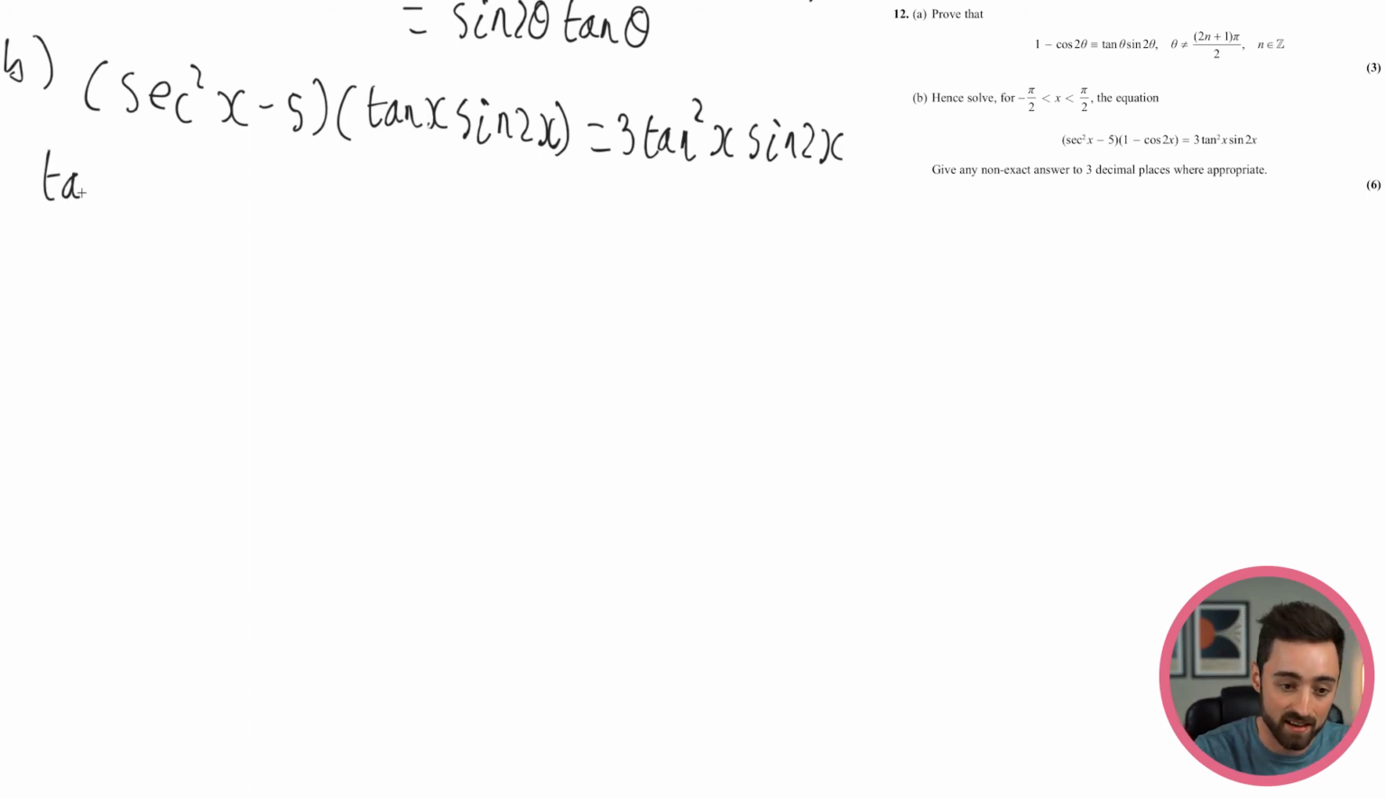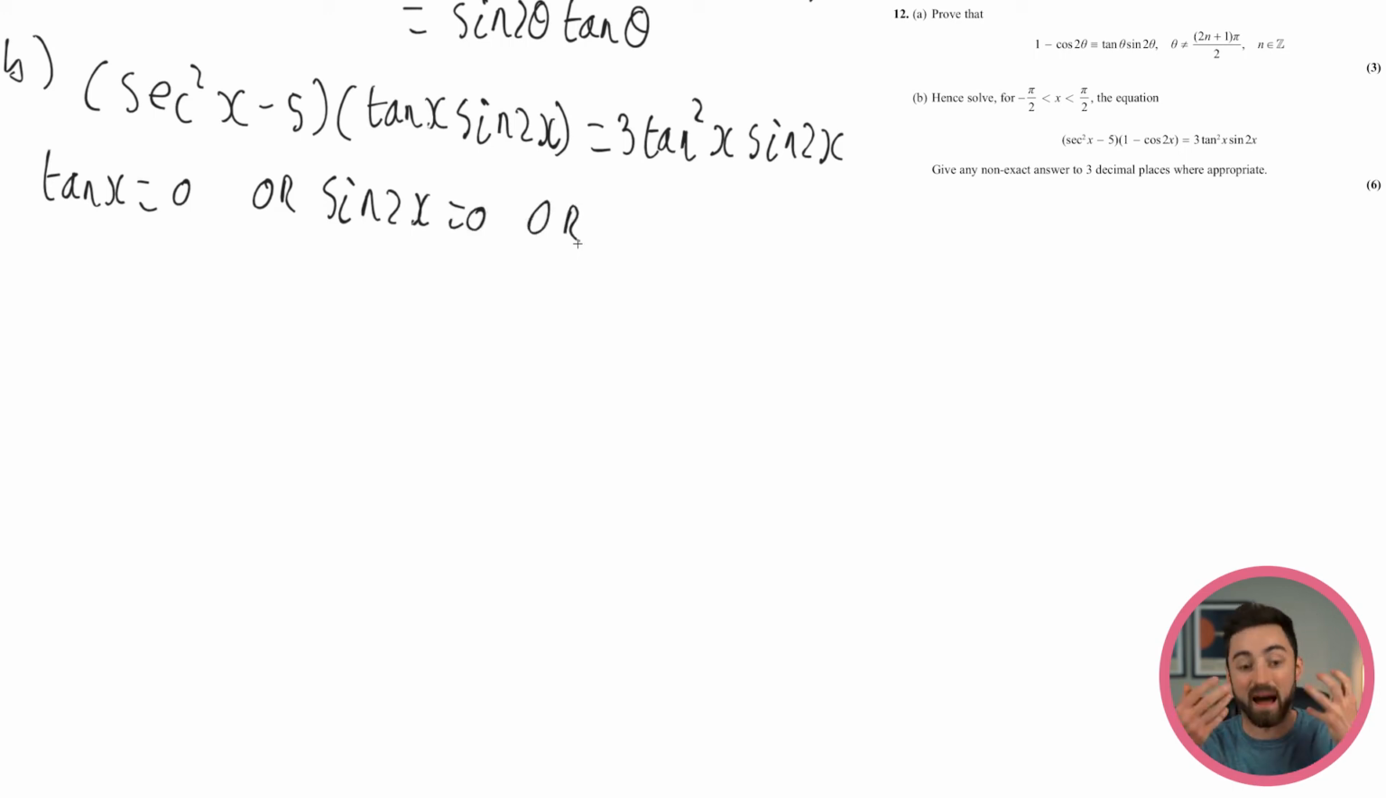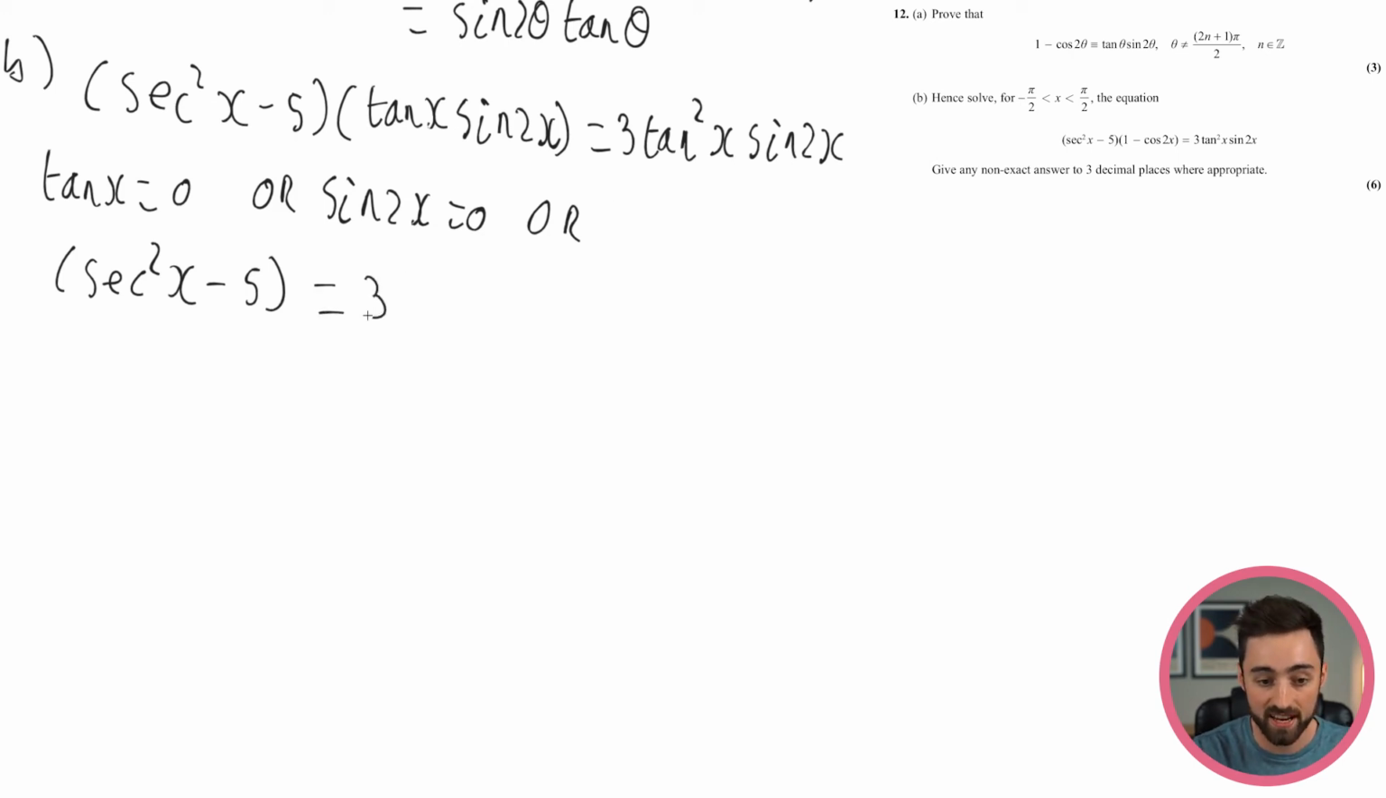I can say either tan x equals zero or, and then that gives me the pass to divide by tan x. And I'm going to do the same with sine of 2x equals 0, or, and then that also gives me the pass to divide by sine of 2x. So now I can divide by both of these things because I've not lost the fact that they could also equal 0. So what's the equation that would result from this? I would get sec squared x minus 5. This is gone at this point. Equals 3. I've still got 1 tan left, and then the sine's gone as well. Okay, so I've kind of got three equations here.